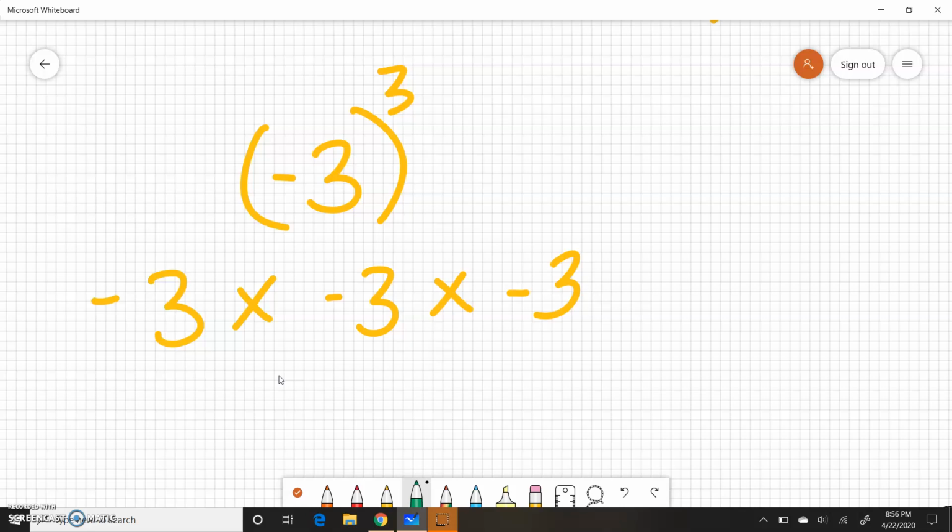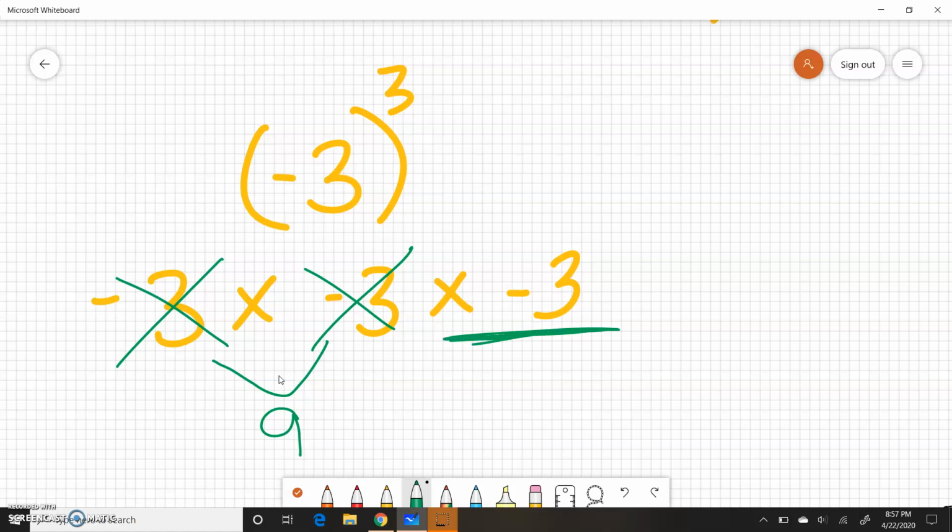So watch what I'm doing. Negative 3 times negative 3. 3 times 3 gives me 9, and they're both negative, so I have a positive answer. So I'm done with this, and I'm done with this. All that I'm left with is this guy right here. So I have 9 times negative 3. 9 times 3 is 27. Now my signs are different, so my answer is negative.